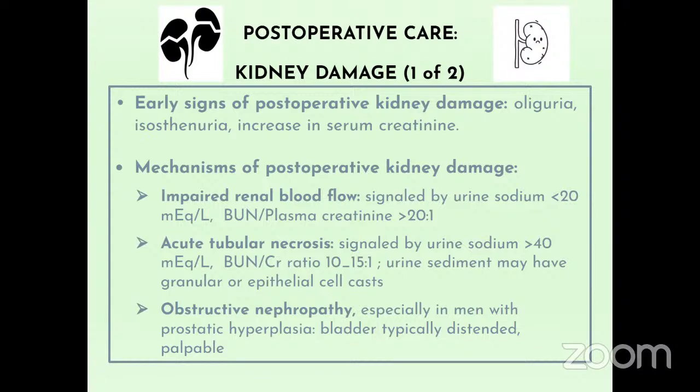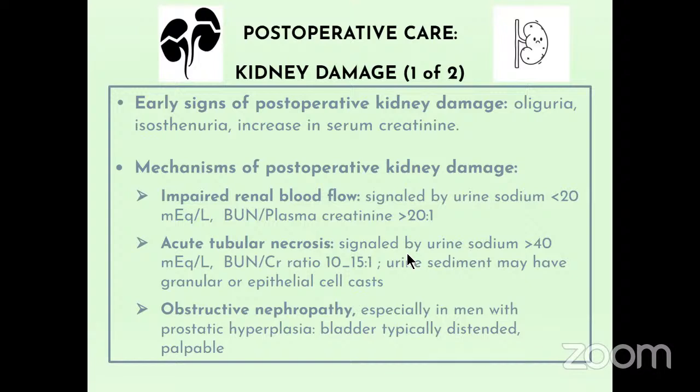Necrosis: urine sodium more than 40 milliequivalent per liter, because the kidney is unable to concentrate urine, so the patient will lose sodium in urine. Blood urea to creatinine ratio 10 to 15 to 1. Urine sediment may have granular or epithelial cell casts.